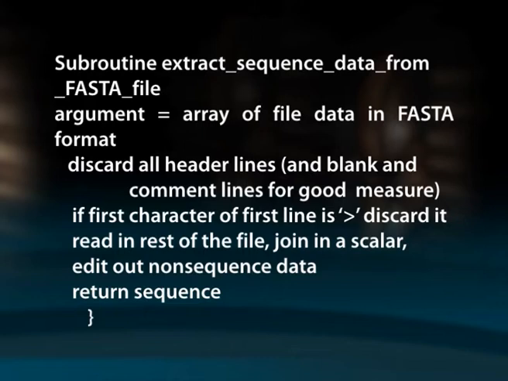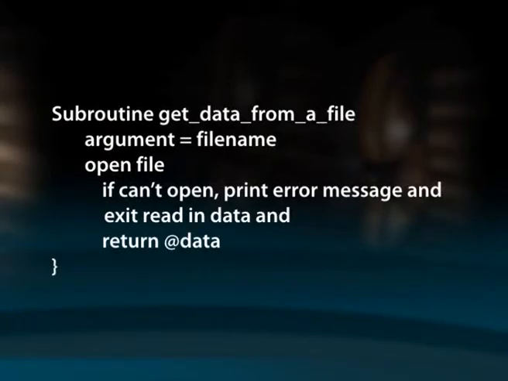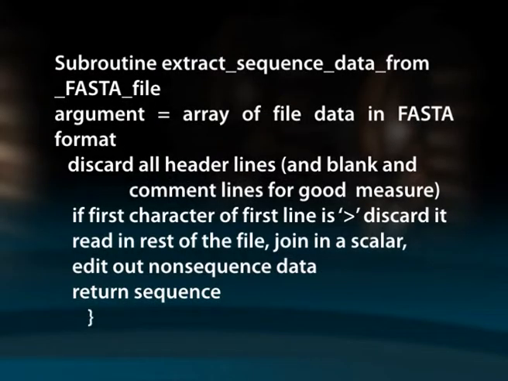Read in the rest of the file, join it in a scalar, edit out non-sequence data and then return the sequence. In the first subroutine that gets data from a file, an error can occur when the file can't be read. There are different approaches for dealing with this situation. The drastic approach is to exit, or maybe a default file can be opened, otherwise a false value can be returned. The second subroutine takes the array of FASTA formatted sequence and returns just the unformatted sequence in a string.